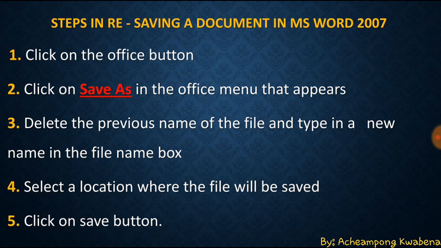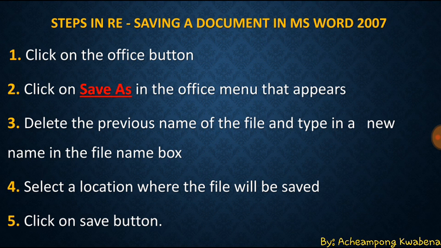Now let's look at the steps in resaving a document in MS Word 2007. So you follow the same steps. First, you click on the Office button. The next one, you click on Save As in the Office menu that appears or pops up.